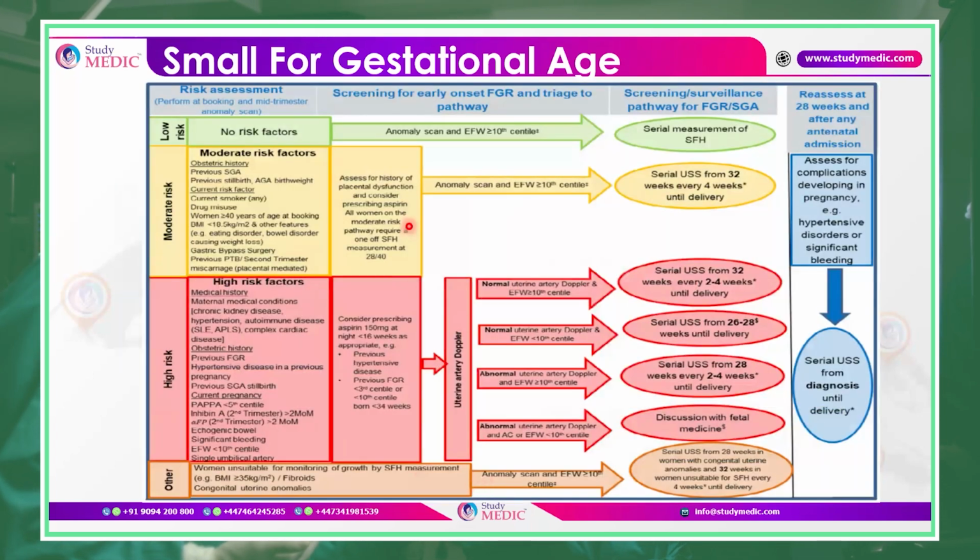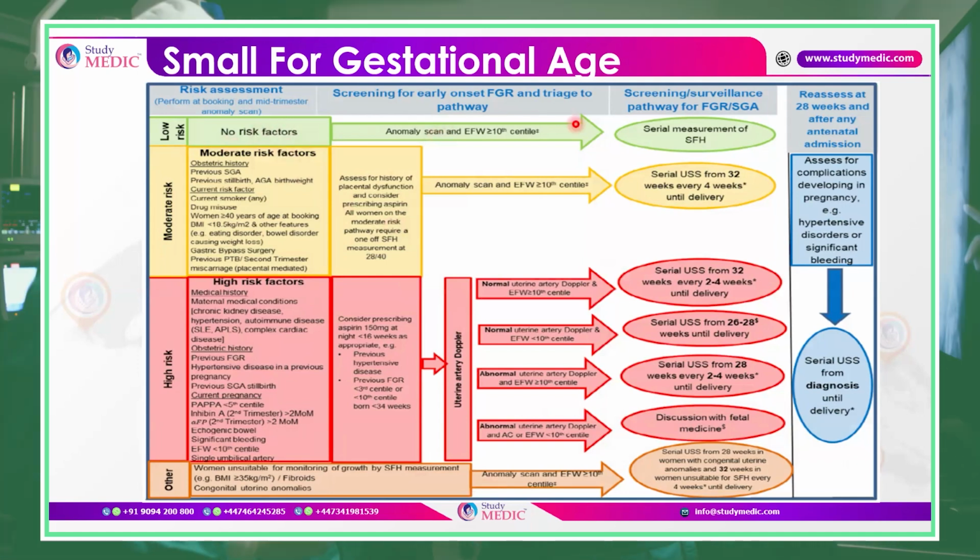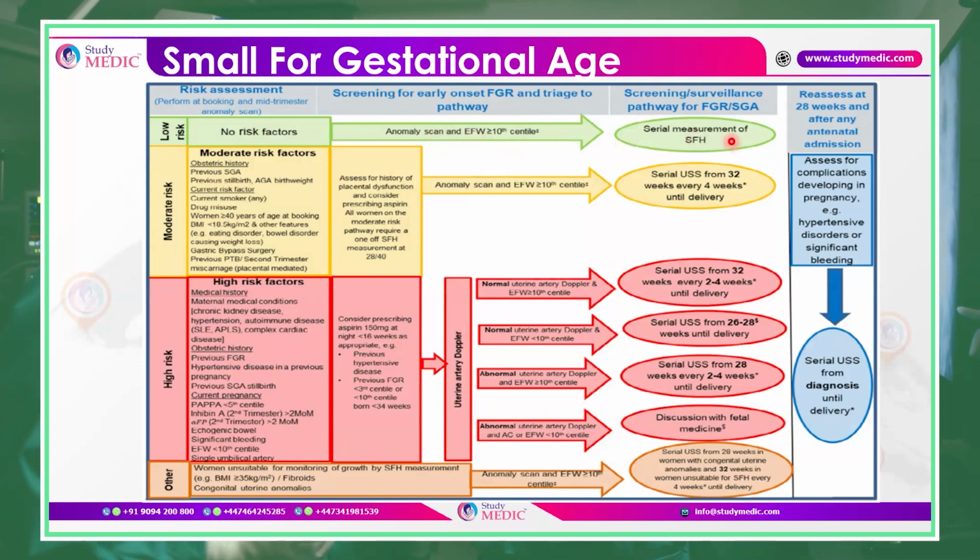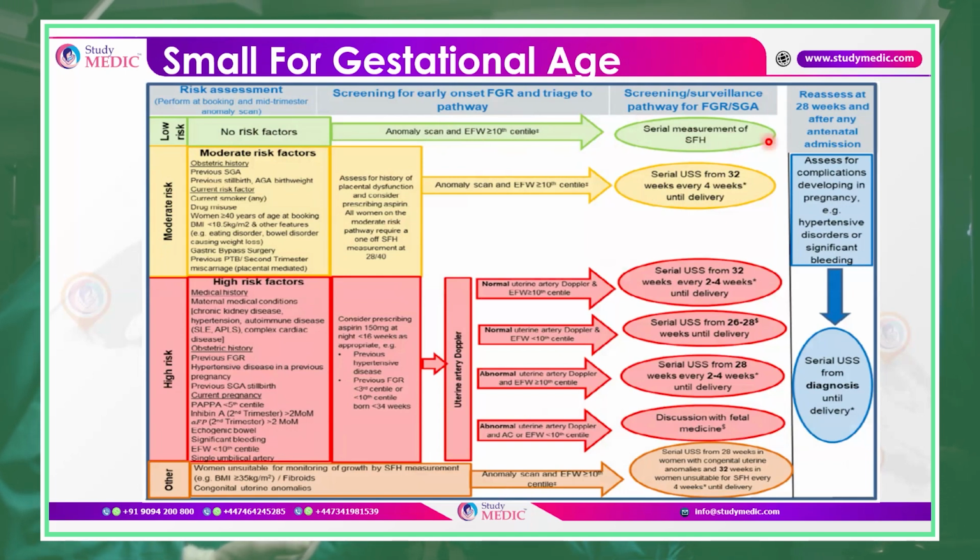Okay, now when we were talking about the low risk factors, low risk are the patients when no risk is there. Okay, and then we are planning their anomaly scan, and then serial measurements of the symphysiofundal height. We will reassess at 28 weeks and after any antenatal assessment.